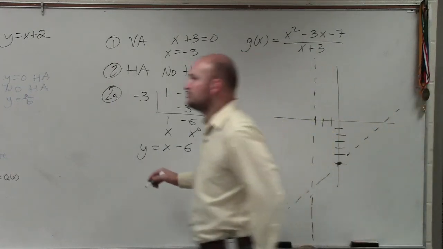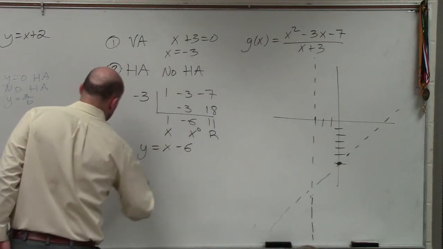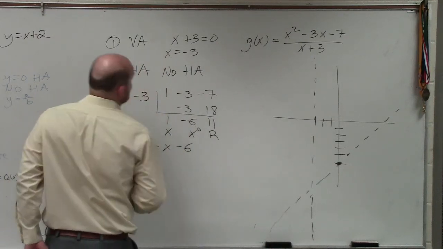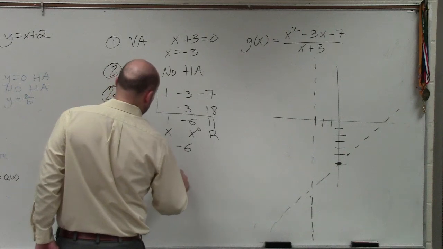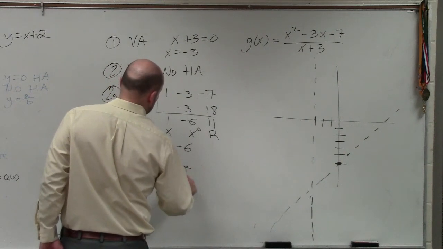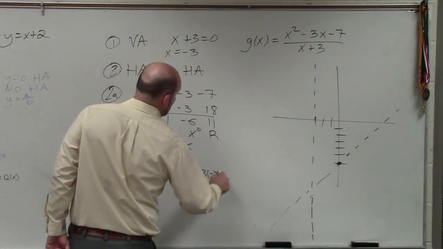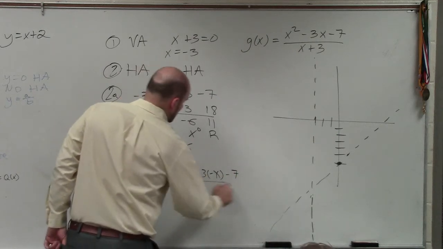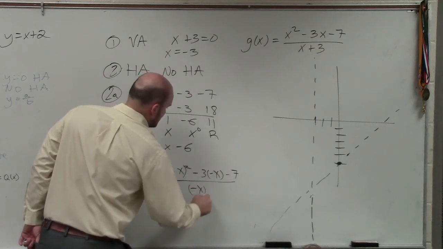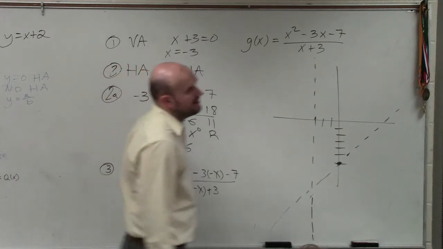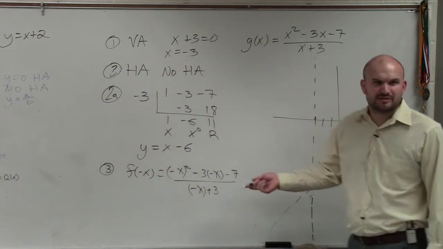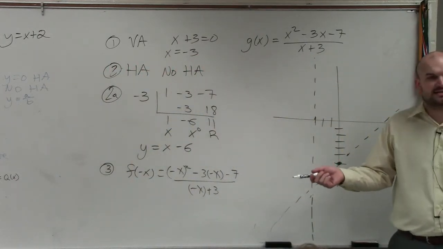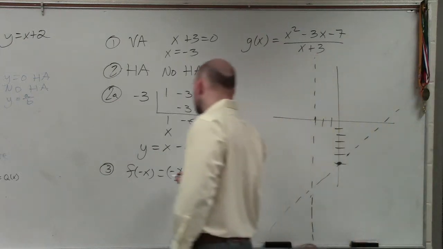Then step number 3 is going to be check for symmetry. So I'll plug in f of negative x. So in this case, I have negative x squared minus 3 times negative x minus 7 all over negative x plus 3. However, if you guys notice, are you going to get a different equation when you simplify that? No. Are you going to get the exact opposite? No. So guess what? There's no symmetry.